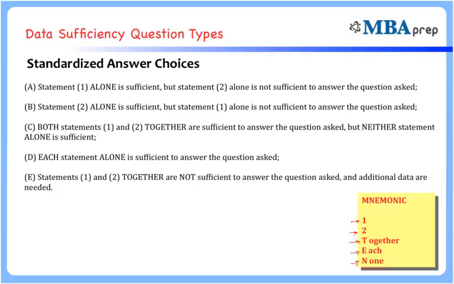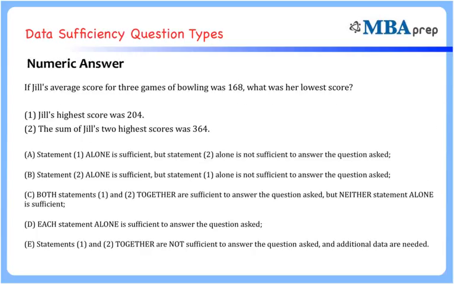Learning to do data sufficiency is much better when you try it. And there are two types of data sufficiency questions. The numeric answer, where you have to find the number, or better, you have to determine whether you can find the number. This is the structure. If G's average score for 3 games of bowling was 168, that's the optional information that might come with the question. This is the question schema. What was her lowest score?